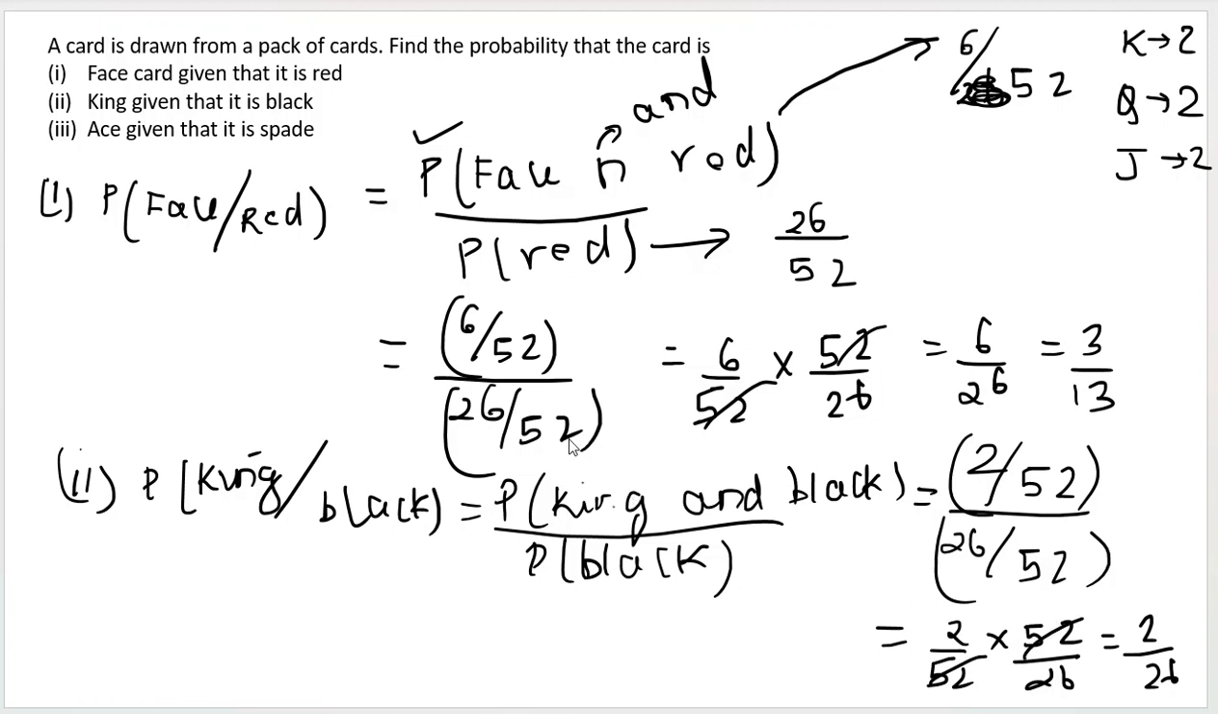And now again, the third part is given that it is spade. The third question is given that it's spade.